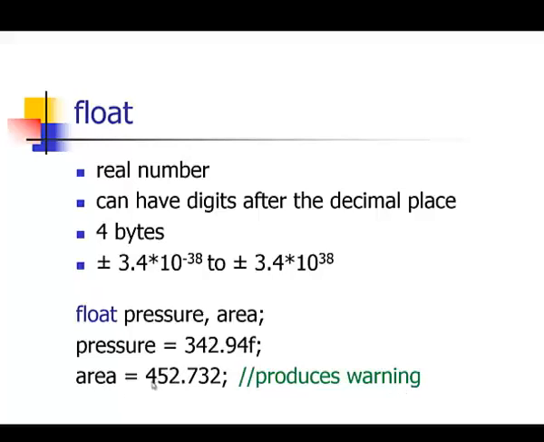So since numeric constants that have a decimal value by default are doubles, when you store them in a float location, you'll either get a warning or you need to follow it by an F to let the system know that you want that numeric constant to be converted to a float and then stored in the float variable.